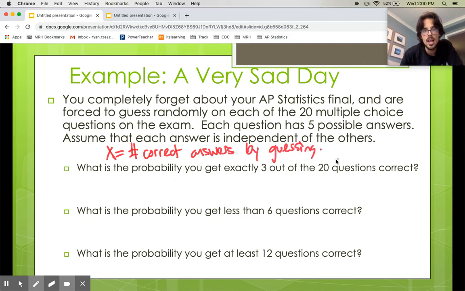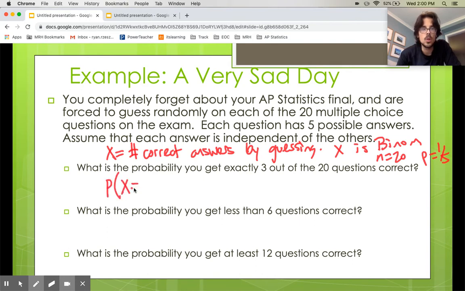And X is binomial, n is 20, p is 1/5. So they ask, what is the probability that you get exactly 3 out of the 20 correct? Or in other words, what's the probability X equals 3?